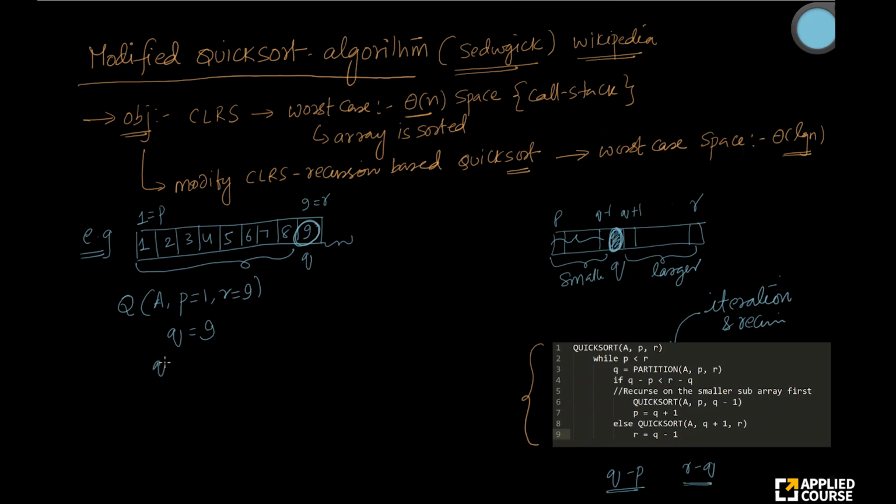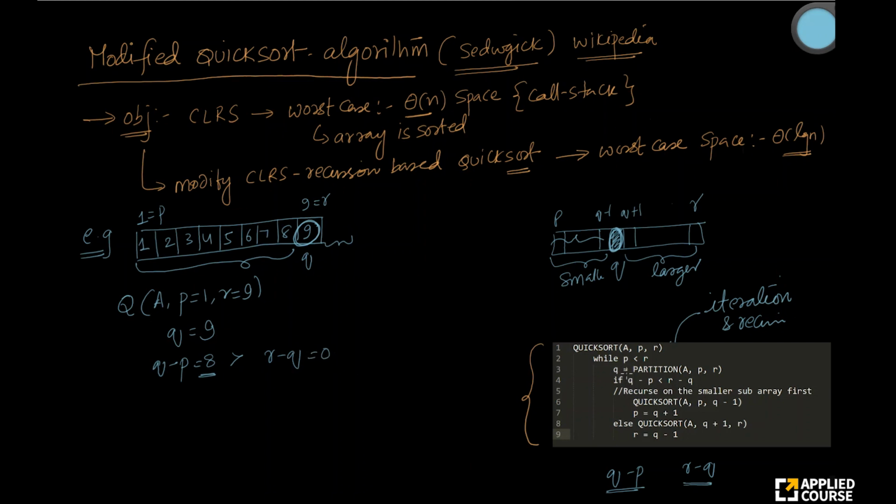First I'll compare Q minus P. What is Q minus P? 9 minus 1, which is 8. And I have R minus Q. What is R minus Q? R is 9. Q is also 9. So this is equal to 0. Your 8 is greater than 0. What does it mean? It means your left subarray is greater than your right subarray. Obviously, your left subarray has 8 elements from 1 to 8. Your right subarray has 0 elements.